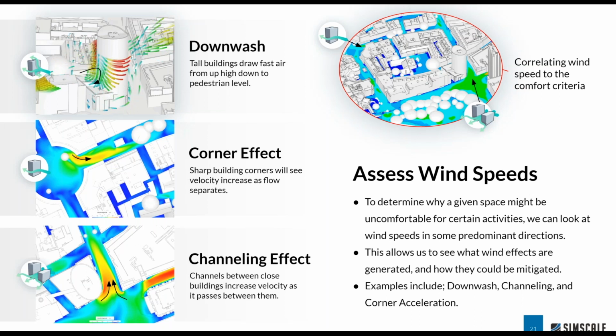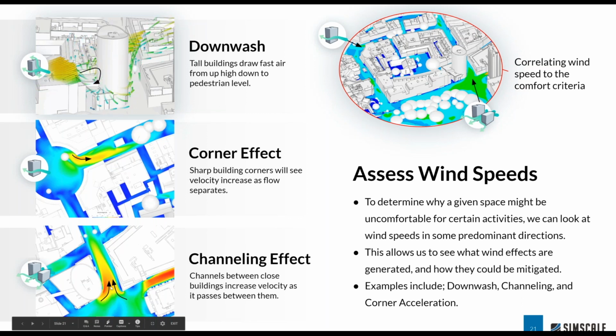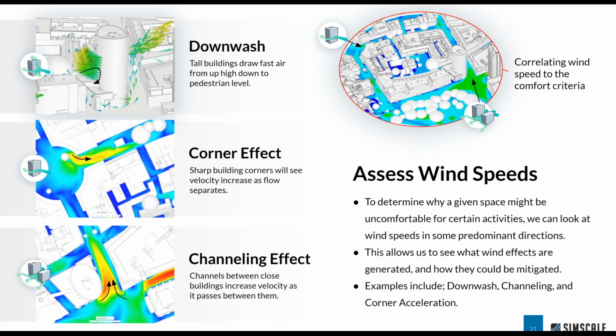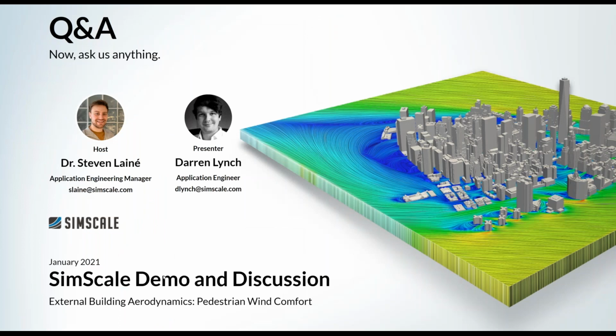And what we could draw conclusions about in this case is we could say put some trees, some screens, some canopies in to mitigate some of these effects and improve the comfort in these areas. So hopefully that gives you a good rundown of the SimScale implementation of pedestrian wind comfort, and also pedestrian wind comfort as a whole. Now, this is the QA session, so if you've got questions, then start typing. But otherwise, I think, Steve, I'm going to hand it over to you.